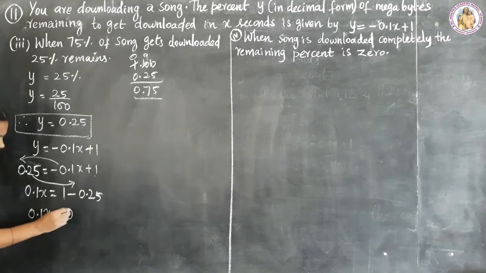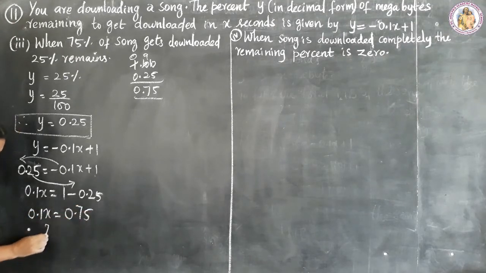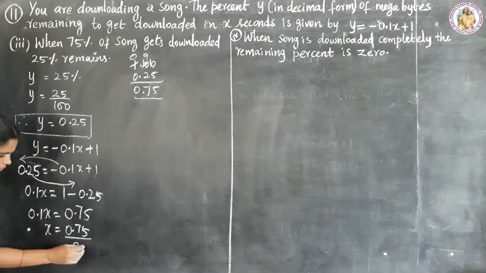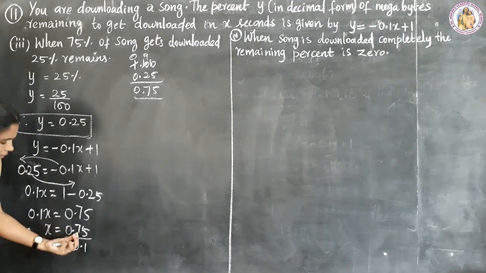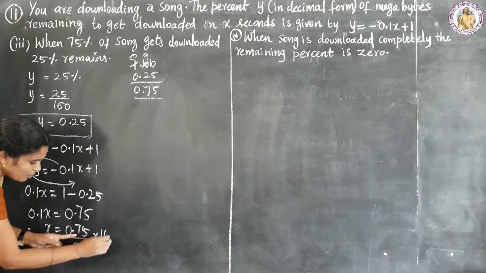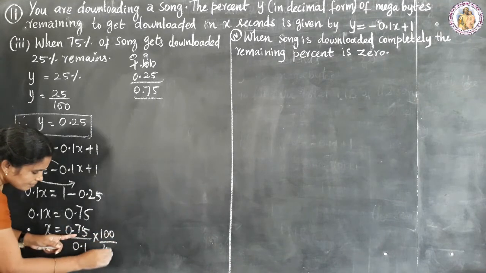0.1x is equal to 0.75. Have x alone on the left side: x is equal to 0.75 divided by 0.1. Here 0.1 goes for division. After the decimal we have 2 places, so multiply both numerator and denominator by 100.